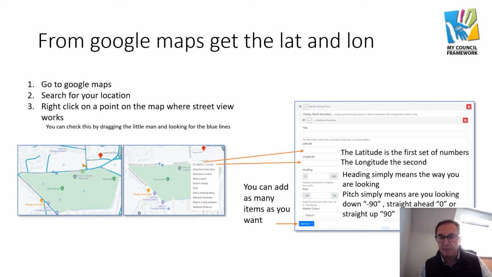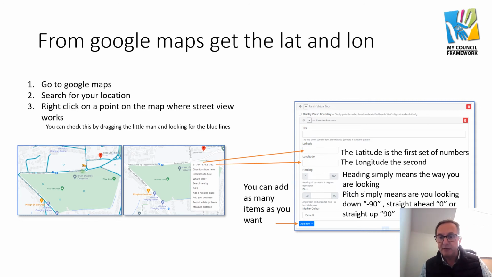After that, it's simply a matter of setting the heading, and you think north as 0 or 360 degrees, then east will be 90 degrees, south will be 180 degrees, and of course west will be 270 degrees. So just enter the heading you would be looking in to see the actual thing that you want to see in the virtual tour, the start of that virtual tour if you like.